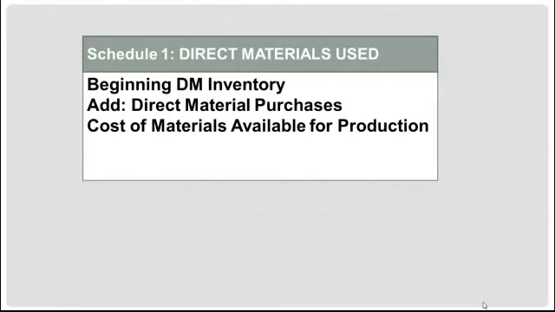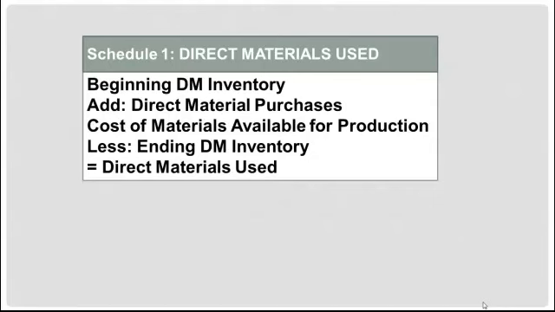So it's what we could have used in production. Minus ending direct material is equal to direct materials used. So you can see that again, the basic schedule is beginning direct material inventory plus purchases of materials minus ending direct material inventory, and you have the first computation, direct materials used.